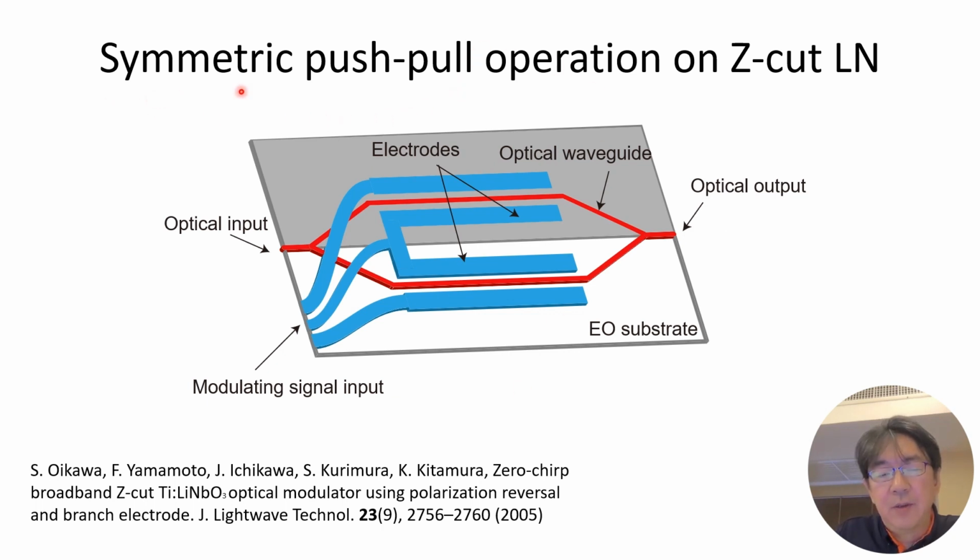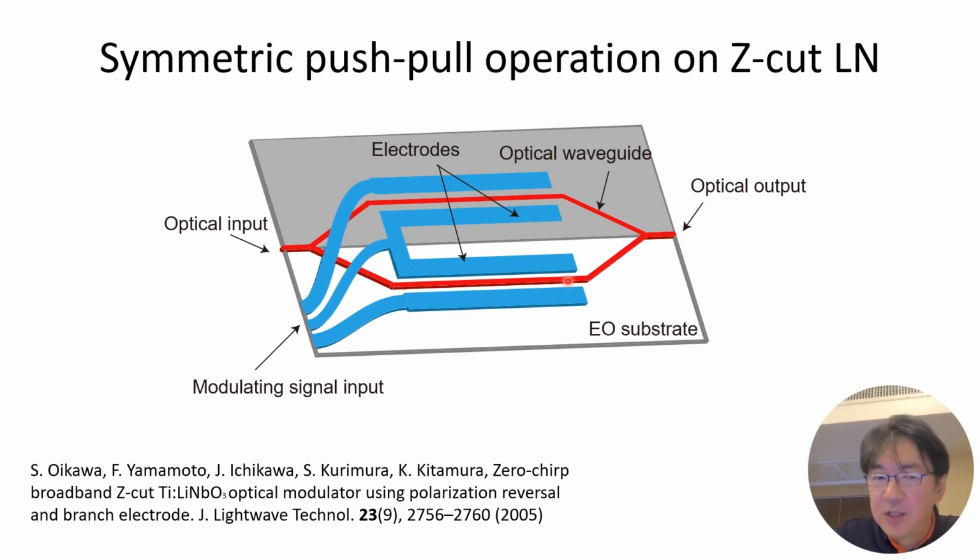Here is another device structure. They also use the domain flipping technology. They divide the modulating signal. So the electric field has the symmetry, and the direction of the electric field is the same.